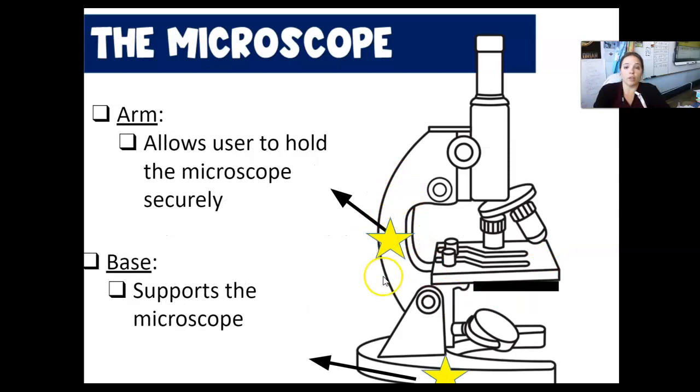And the arm right here, this is how you're supposed to hold it. This allows the user to hold the microscope securely. It's also, when you're traveling with it, where you're supposed to grab onto, not this part right here. The base supports the microscope, so you would hold it by the arm and your hand under the base when you move it.